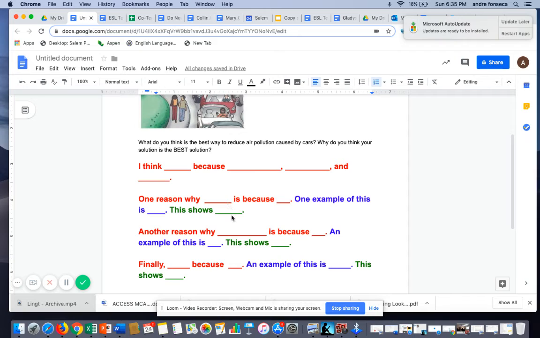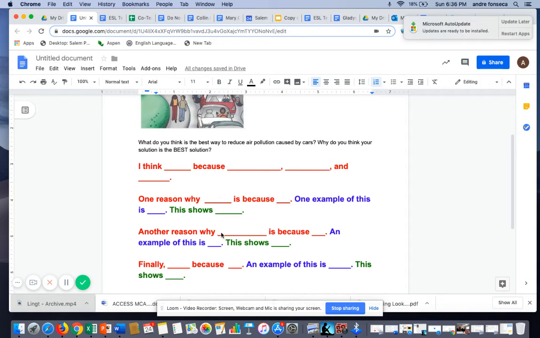This shows that this is the best way to reduce air pollution caused by cars because we're going to be reducing how much we pollute. Instead of having 30 or 40 different cars on the road that are polluting, we'll just have one bus that's carrying 30 or 40 people that's polluting instead. And this is better for the environment than having 30 or 40 cars that are polluting.